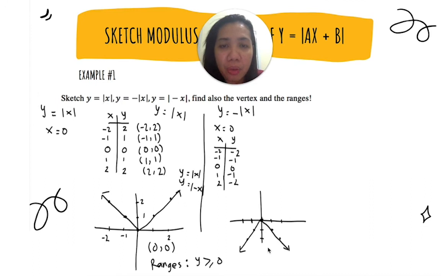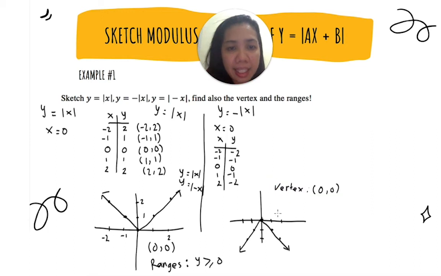And the next thing, find also the vertex and the range. In this graph, we can see clearly that this is the vertex. The vertex of this function is actually 0, 0. And the next one is the range. As you can see here, this graph sits on the x-axis downward. So for the range, we can have y less than or equal to 0 because the graph sits on the x-axis downward. So the range is less than or equal to 0.